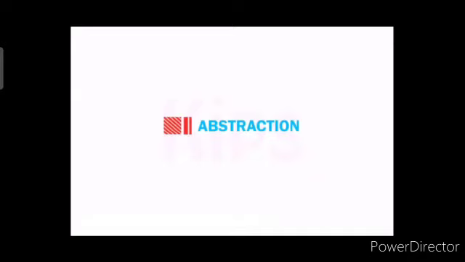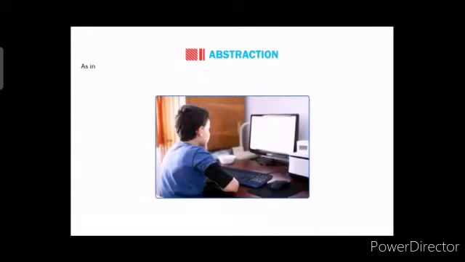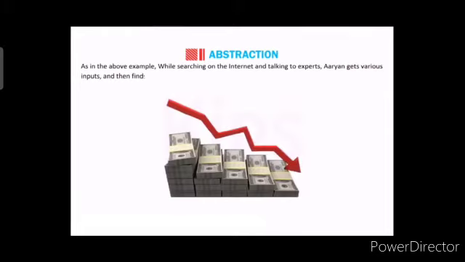Students, let us find out about abstraction. Abstraction focuses on essential features and avoids unnecessary complexity. As in the above example, while searching on the internet and talking to experts, Aryan gets various inputs and then finds the solution that seedlings can be planted at home at a lesser cost.